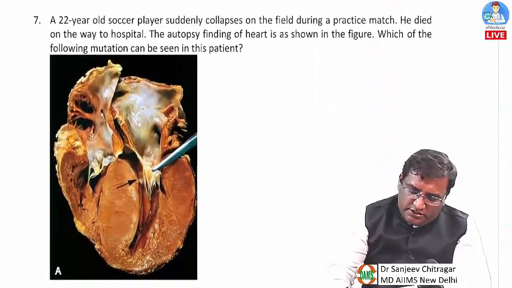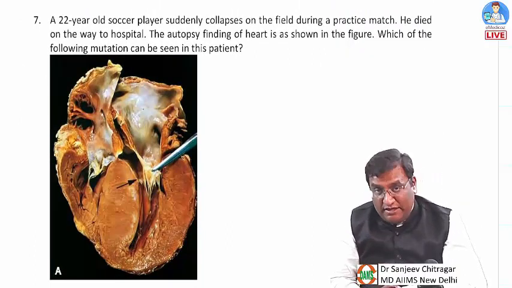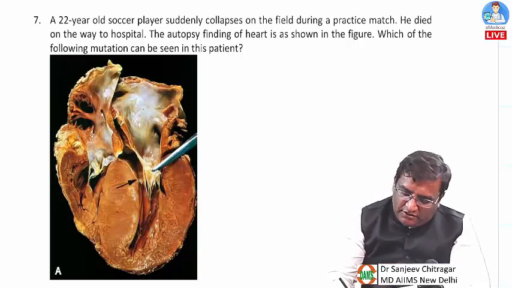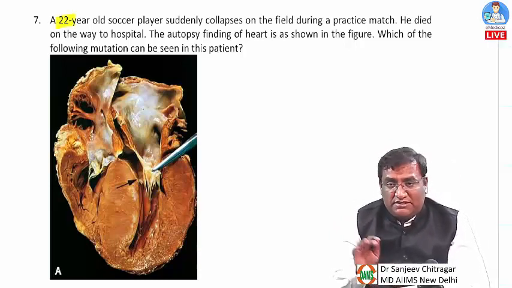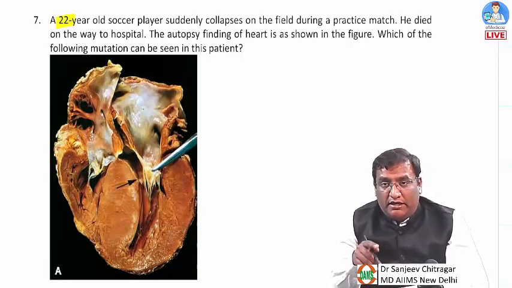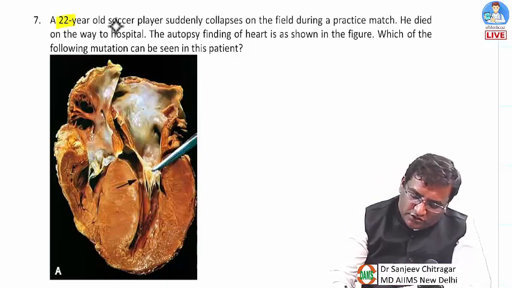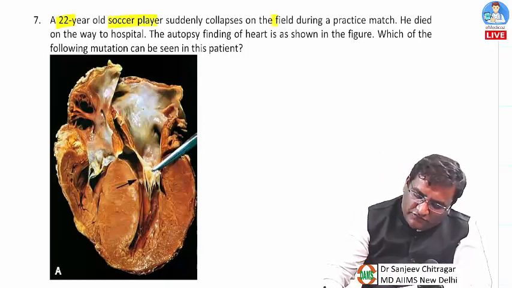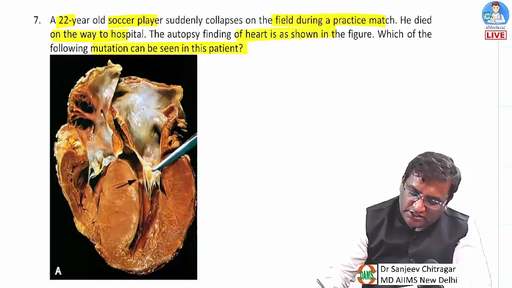Next question, a repeat question of this in CBT as well. Intentionally I kept that repeat. Okay, let us look, with a slight variation. Of course, in the exam you sometimes get repeat questions, and the idea here is checking whether you are making the correct diagnosis. A 22-year-old soccer player suddenly collapses on the field during a practice match. He died on the way to the hospital. The autopsy is as shown. Which of the following mutations can be seen in this patient?